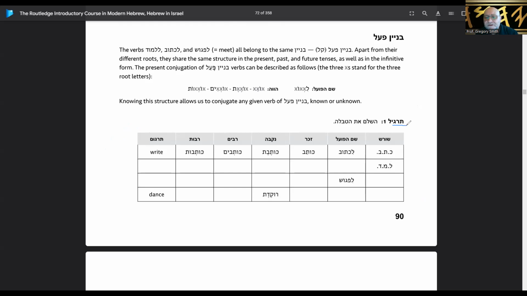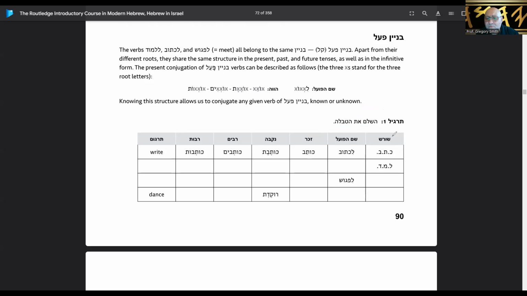Okay, so let's take a look here. This is targil, this is exercise. Hashalem et... let's see. So complete what? That one I'm not sure I've seen yet. Hashalem et hatabla. Yeah, okay, the table, tabla. השלם את הטבלה. Okay, so hatabla, that's a transliteration of an English word. So hashalem et hatabla, complete the table.